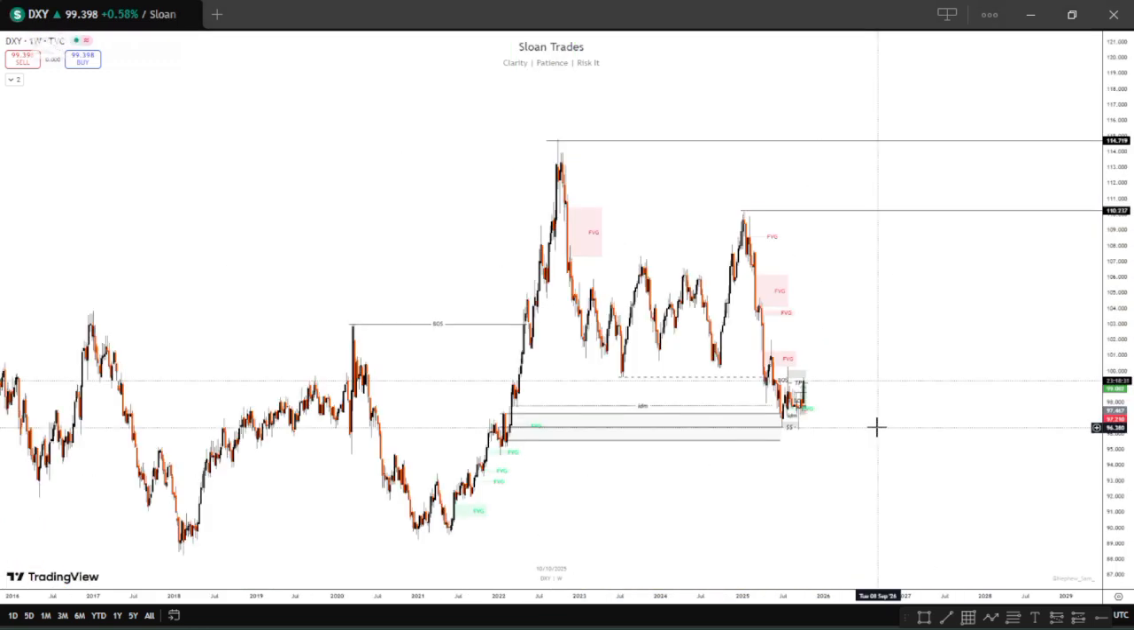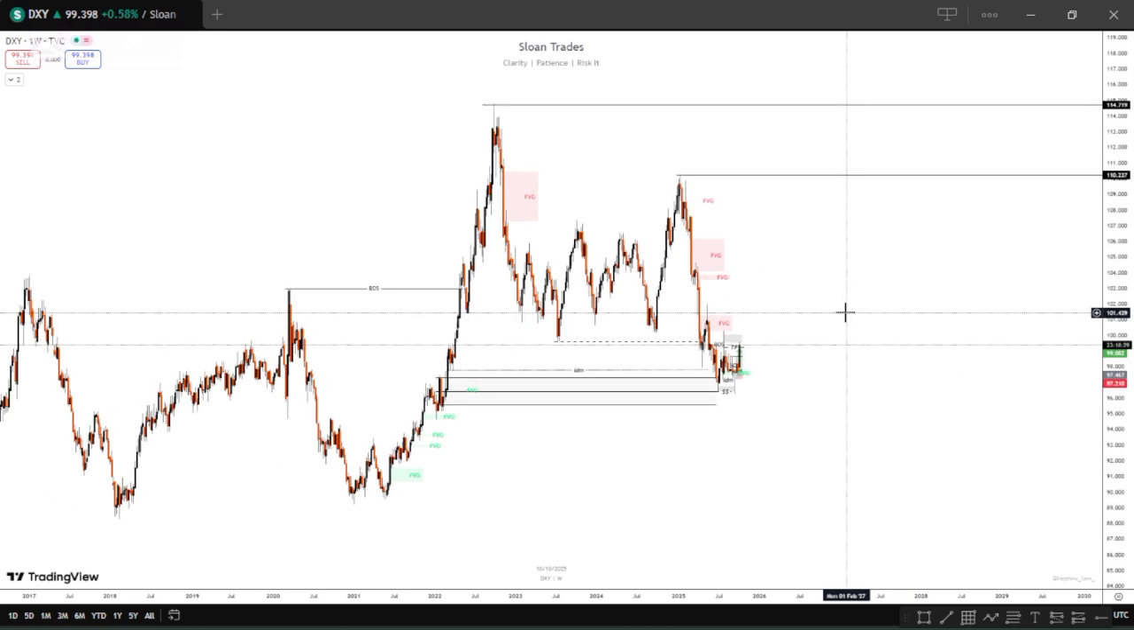So this is DXY, and I'm analyzing DXY because I use it in correlation with Euro USD. Personally, I cannot trade DXY on my own, but I use DXY to know the character that Euro USD will play out next. Once I'm done with DXY, I'll go straight to Euro USD so that we can compare the two and see how they work hand in hand.